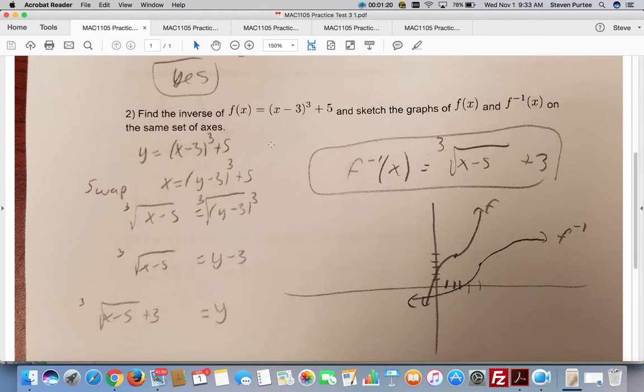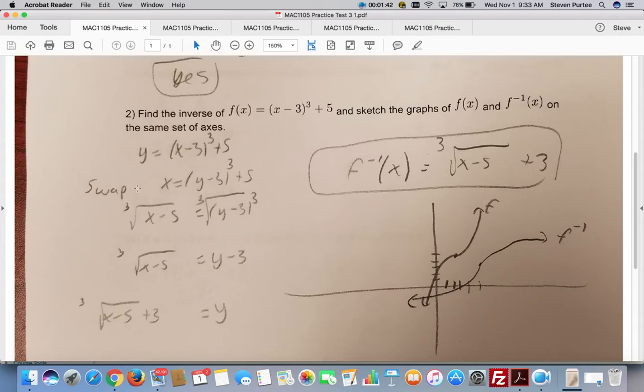Okay, this guy, we're finding the inverse. First thing we do is replace f of x with y. Then we swap all of our x's and y's. Every x becomes a y, every y becomes an x. Our goal now is to get this y by itself. So we subtract the 5 over.